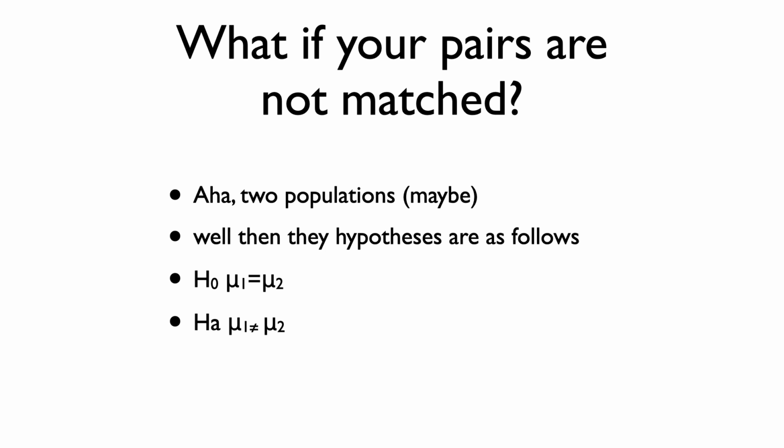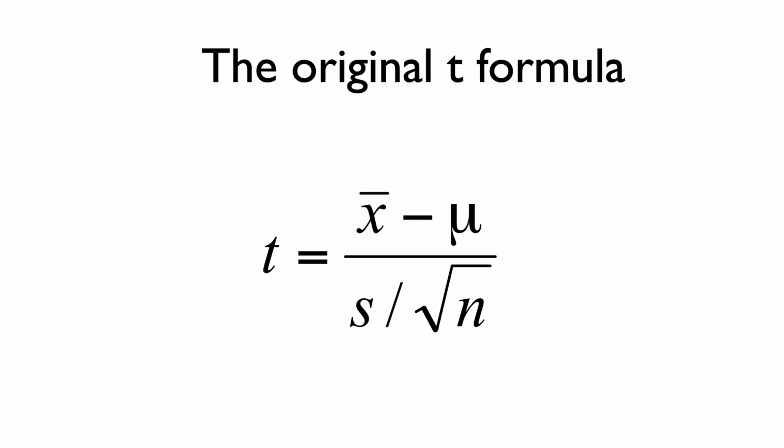Well, the original t formula looks like that, remember? Which actually comes out of the z formula. Again, it's all the same formula. It's our original formula. So the original formula says that's the statistic we're interested in, right?